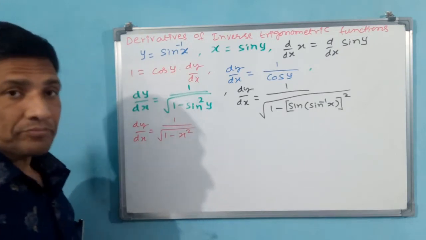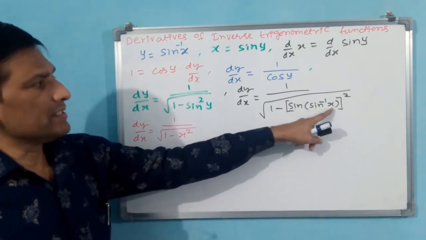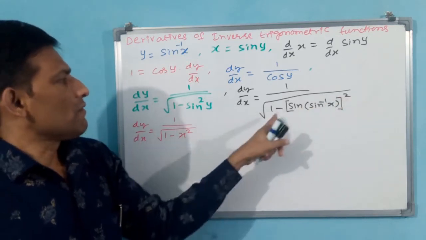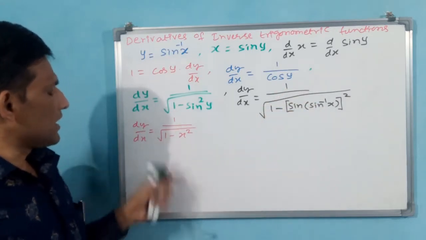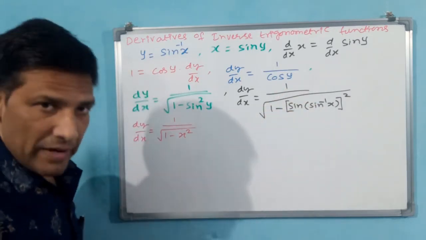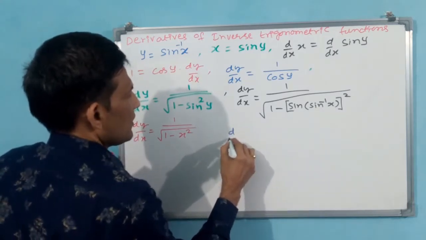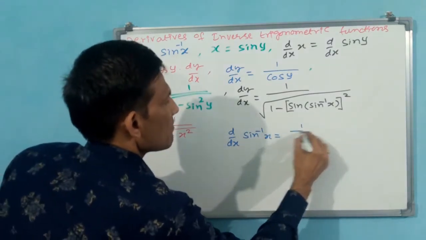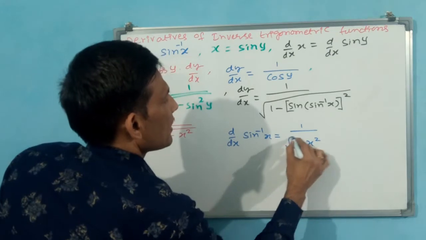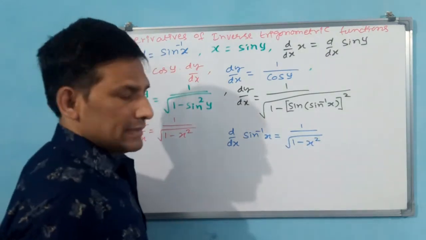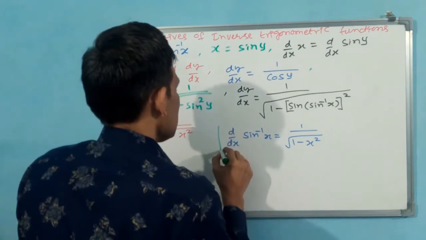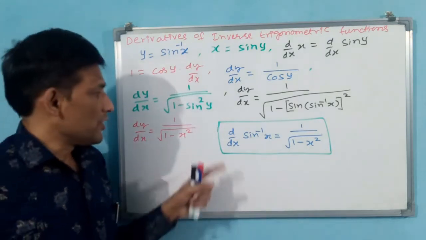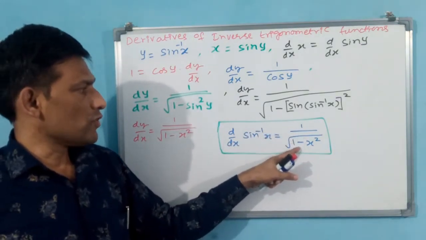Is it okay? Definitely okay. Why? Because sine of sine inverse x is x. Sine and sine inverse are going to get cancelled, leaving x. So 1 minus x square under root. This is the final result. But you write again the final result like this: d by dx of sine inverse x is equal to 1 by square root of 1 minus x square. This you box it, because this is one standard that you take.